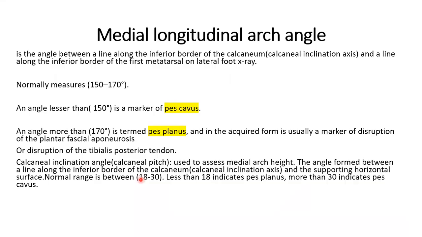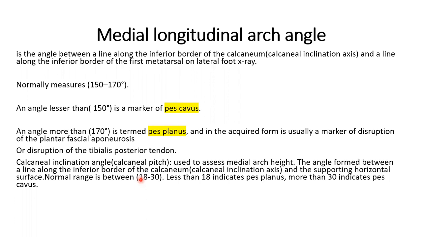The medial longitudinal arch angle is the angle between a line along the inferior border of the calcaneal inclination axis and a line along the inferior border of the first metatarsal on the lateral foot X-ray. It normally measures 150 to 170 degrees. An angle less than 150 degrees is a marker of pes cavus, and an angle more than 170 degrees is termed pes planus, and in the acquired form is usually a marker of disruption of the plantar fascial aponeurosis or disruption of the tibialis posterior tendon.